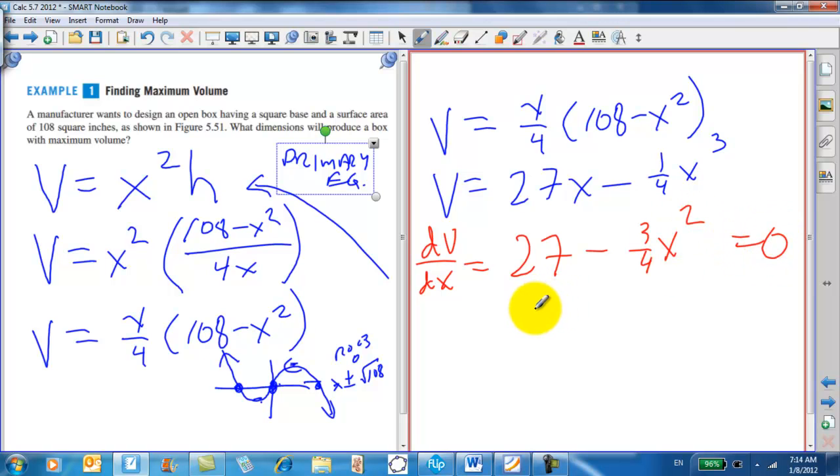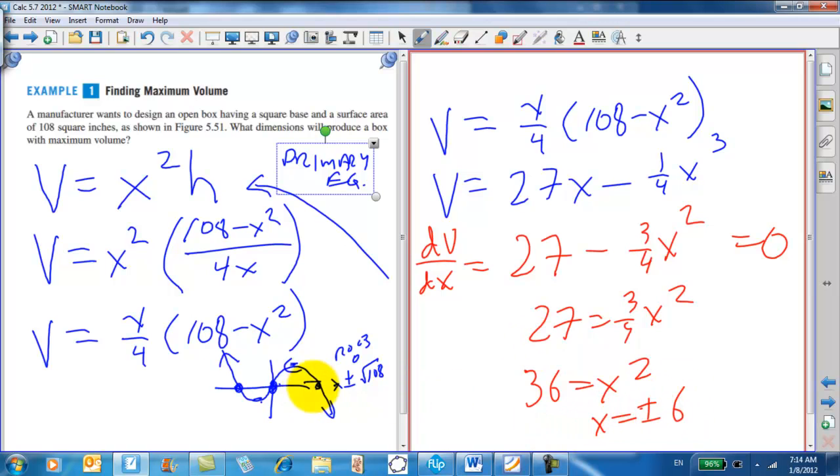It doesn't look like it's going to be undefined. So 27 equals 3/4 x squared. So 36 equals x squared. Multiply both sides by 4 divided by 3. So x equals plus or minus 6. And so that's what we're looking for, that 6 right there. The square root of 108, or about 10, that was the root. Now we come up with that place where it's maximized. What dimensions will maximize the box?